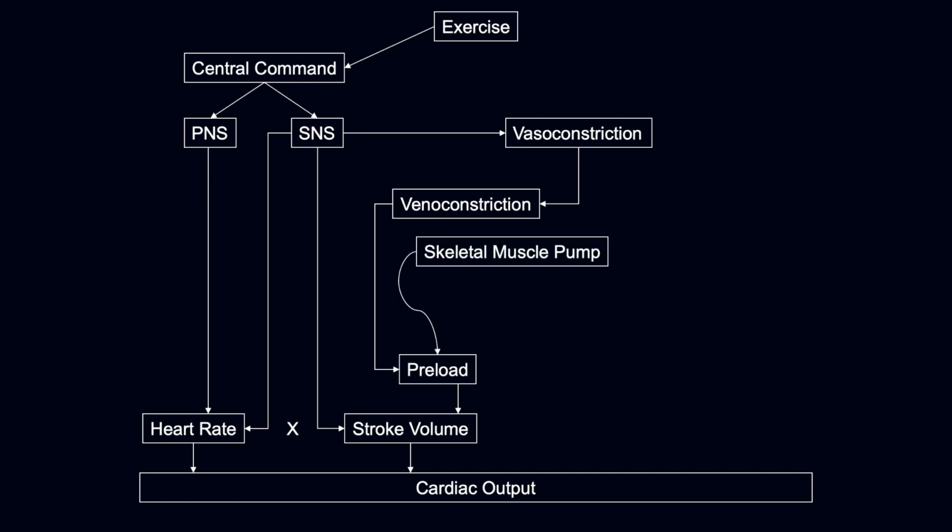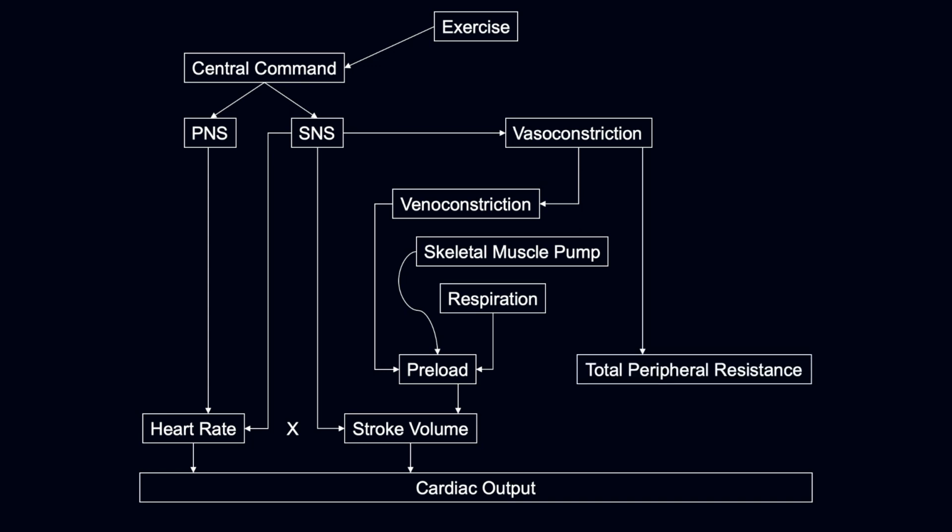We also have contracting skeletal muscle. We know this to be the skeletal muscle pump. So during exercise, the skeletal muscle pump increases preload, which again increases cardiac output. We're also breathing during exercise. We're breathing more, we're breathing deeper and more rhythmically. This also increases preload because we lower the pressure within the thorax to allow easier return of blood flow back to the heart. That increases cardiac output. Vasoconstriction also increases total peripheral resistance.